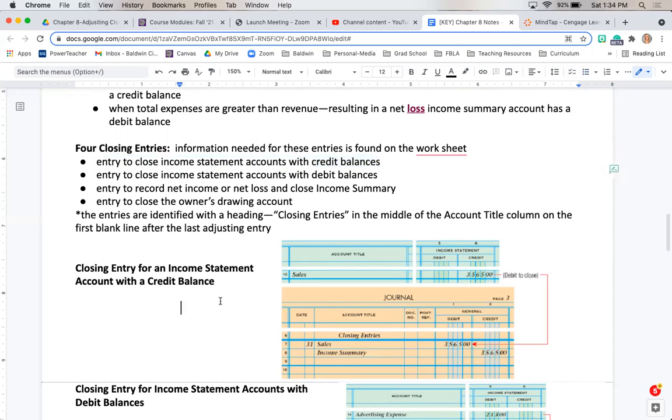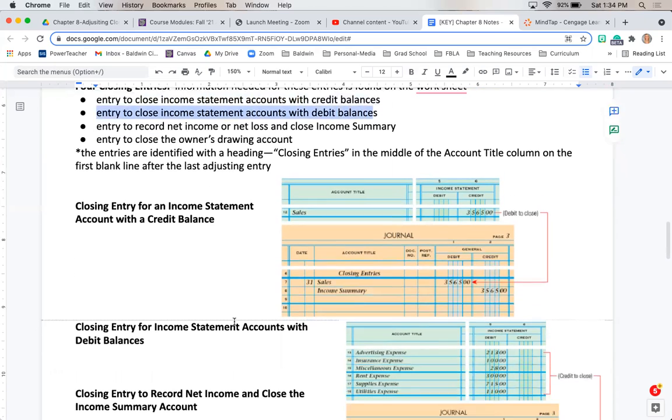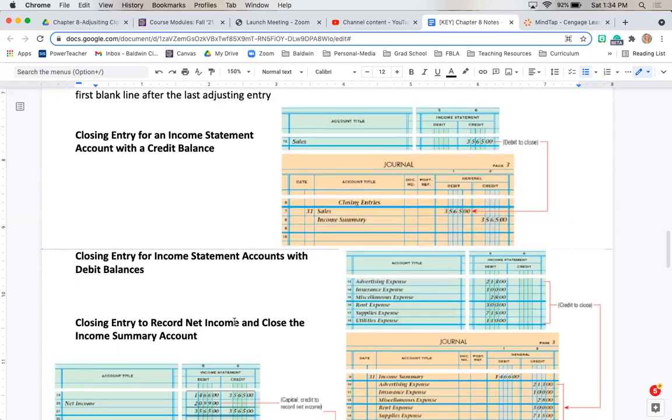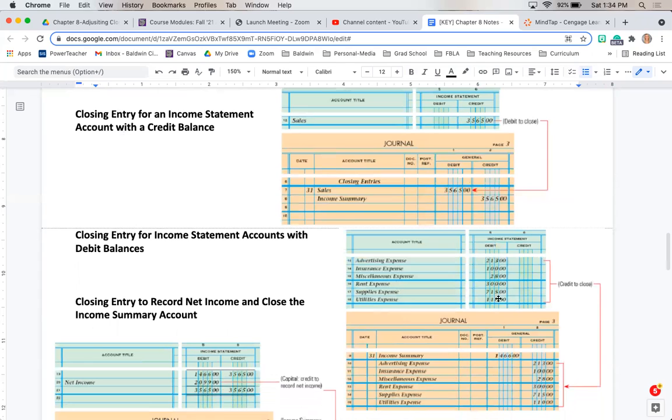So income summary now has a $3,565 balance. Next, we're going to close all our income statement accounts with a debit balance, which are all of our expense accounts. All of our expense accounts normally have debit balances. To close them, we are going to have to credit all of those expense accounts, which will end up zeroing them out. We're going to add the total of our expenses up and close them into income summary. So now income summary got a debit of the total of our expense accounts.